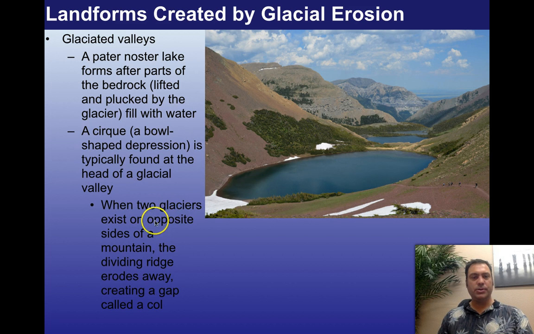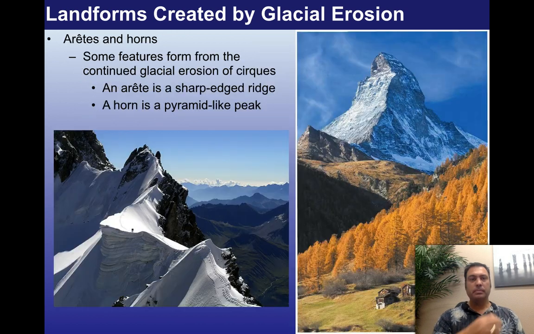When 2 glaciers exist on opposite sides of a mountain, the dividing ridge erodes away, creating a gap called a col. This is something that I'm not going to spend a whole lot of time discussing, but it's an interesting feature nonetheless. This is usually what I like to show images of, the Aretes and the horns. So here we see a beautiful arete. You see this edge here that goes right up. Really jagged climbing, and of course over-steepened slopes, which are great for mountain climbing.